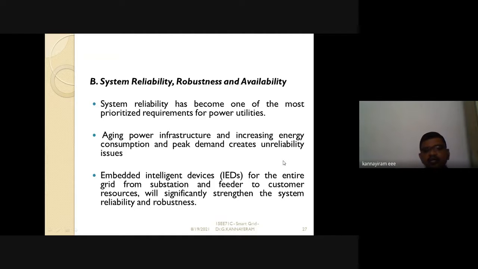Here, embedded intelligent devices, that is IEDs, can be installed across the entire grid, from the substation and feeder to the consumer resources, which will significantly increase or strengthen the system reliability and robustness.